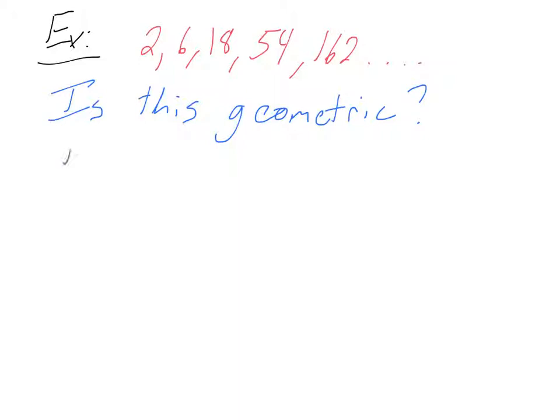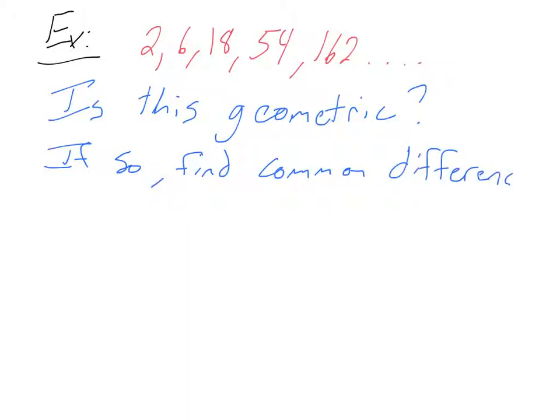And if so, find the common difference. Okay, go ahead and, is it geometric? Confirm that numerically or algebraically. And then if it is, find the common, not the common difference, the common ratio, sorry. Find the common ratio. All right, so what is, the first term is a sub 1, right?